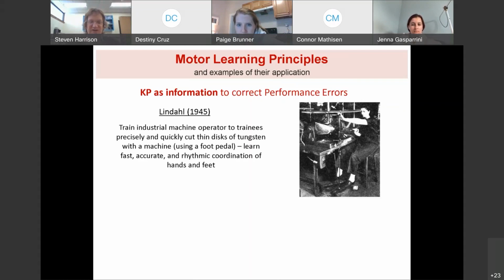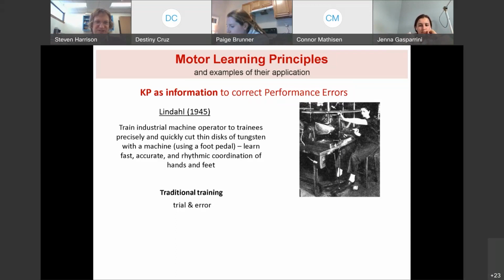Now, what we care about here is the participants' ability to be trained to deliver a particular pattern of forces with their feet that will deliver the forces required to create a product that's actually functional. What we care about is through training, these people learning to produce fast, accurate, and rhythmic patterns of movement with both their hands and their feet in order to create the desired outcome.